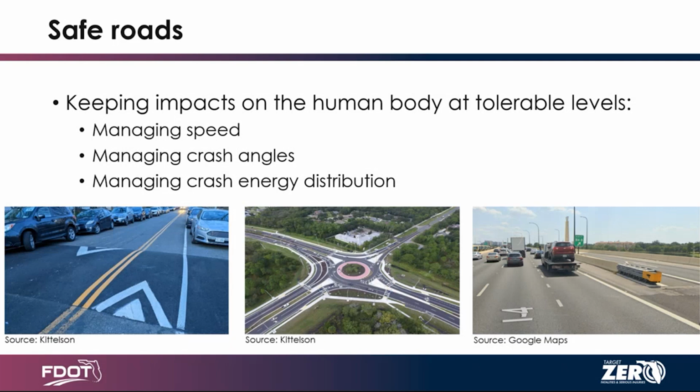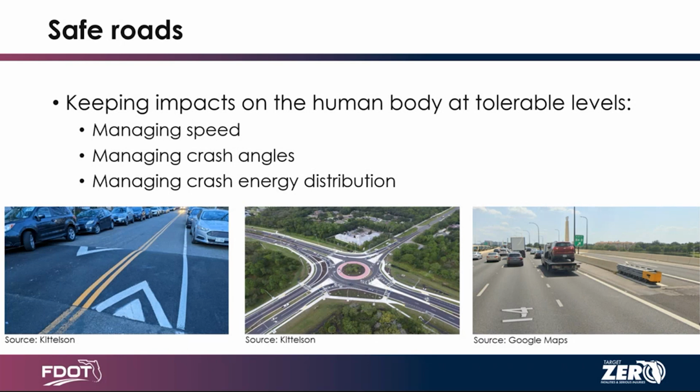So avoiding the crash, right? But then also keeping impacts on the human body at tolerable levels. So what are some ways we do that? Managing speed, we talked about that earlier. Managing crash angles. The types of conflicts that lead to severe injury a lot of times are those right angle or crossing conflicts at intersections.